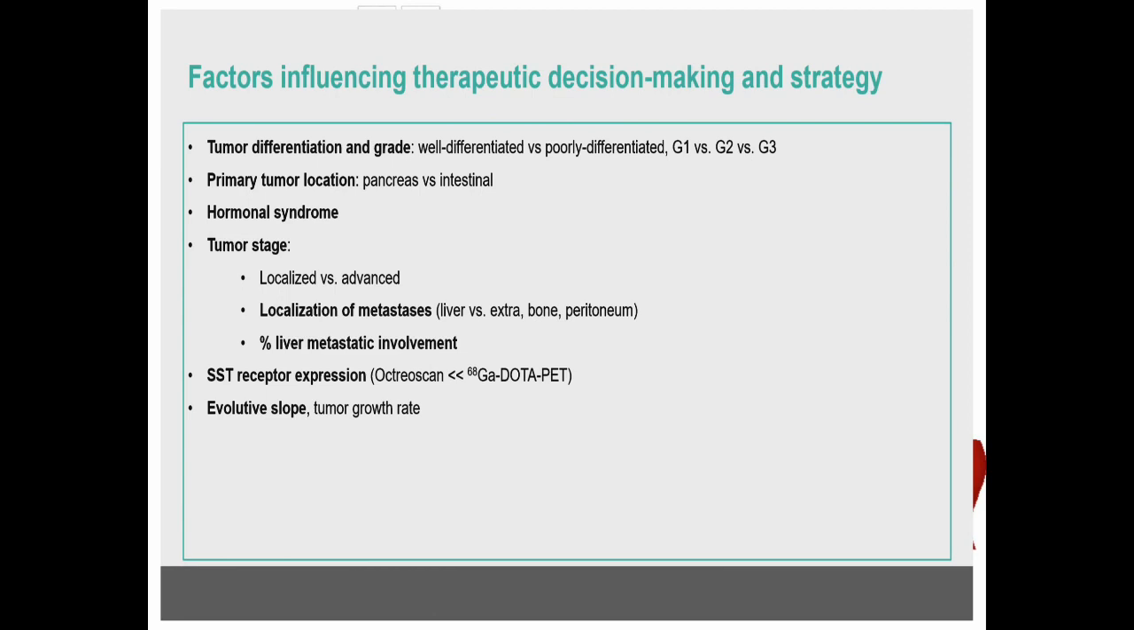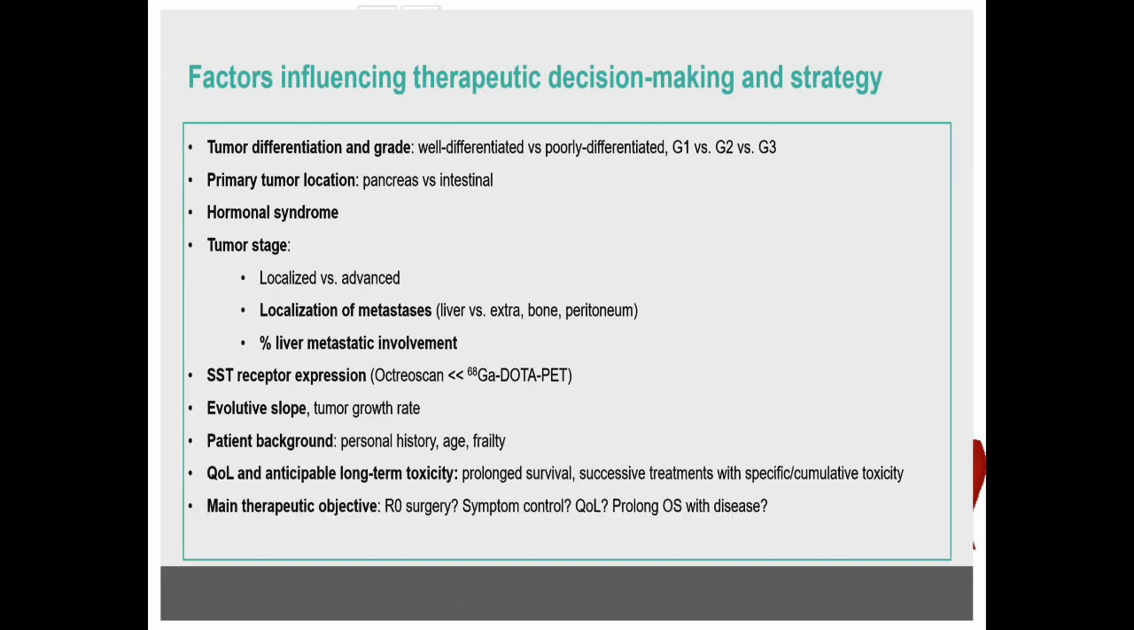What is the evolutive slope? What is the tumor growth rate? These are tumors that are most of the time very slowly growing, and this should be also taken into account. What is the patient background? Many people have advanced age, a personal history, frailty. What is the aim of the treatment? Is it the quality of life of the patient? This should be taken into consideration. And what is the anticipable long-term toxicity, which can be cumulative between different treatments?